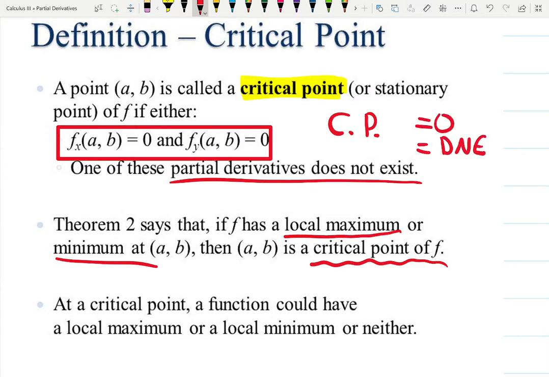Why DNE? Who remembers why we have to check DNEs? The derivative is DNE, not the original function. The cusp might be a local minimum, but the derivative there does not exist, right? Or a local maximum. Cusps should be considered. Why not? It's like a pit with very sharp corners. So we also have to consider that.